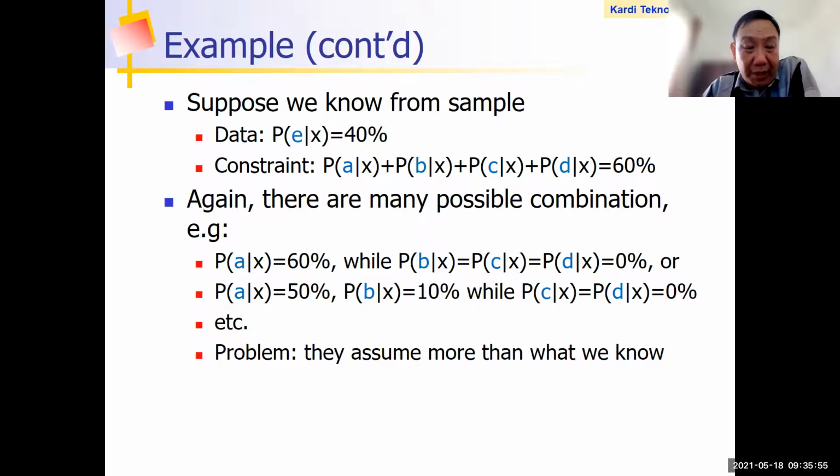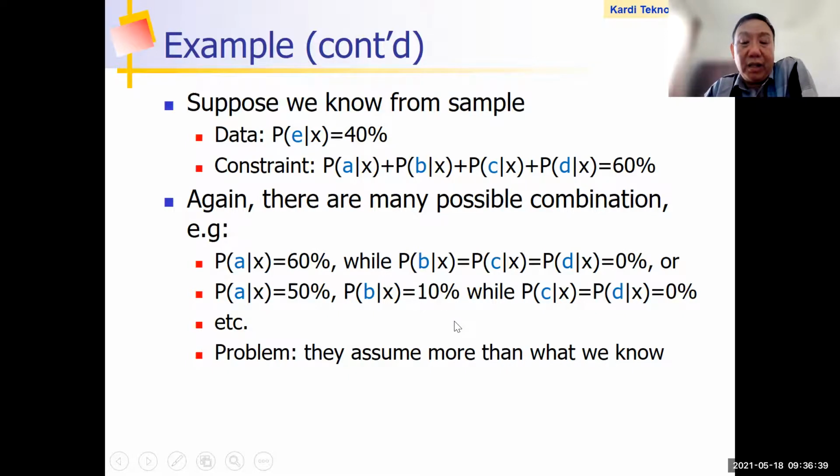Now, suppose this is your data. So you know that the probability of E given X is 40%. Then if I know this data, you have a constraint, right? What is the constraint? The probability of A given X, B given X, C given X, and D given X now becomes 1 minus 40%, it is 60%, correct? Then again, that 60% has so many combinations. For example, PA is 60%, the rest are 0, or A is 50%, B is 10%, C and D are 0, and so on.